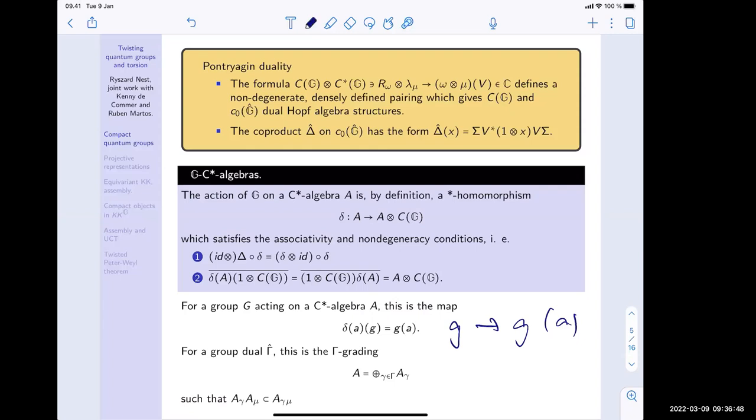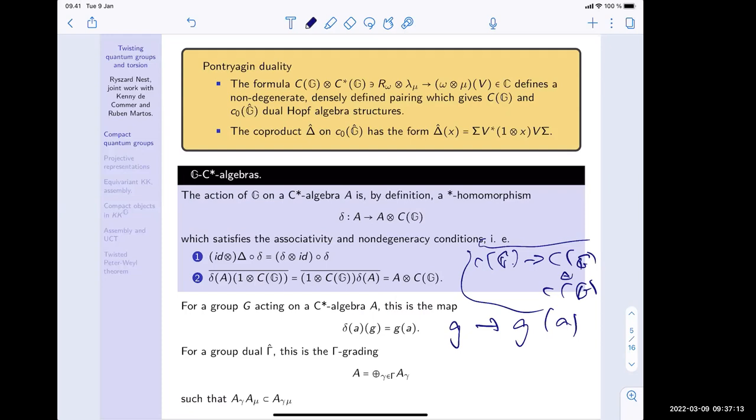So a homomorphism from C(G), so I've got this tensor product, right? If it's not a commutative algebra, it might be difficult to construct such in general, except the trivial ones, the kind of obvious ones.